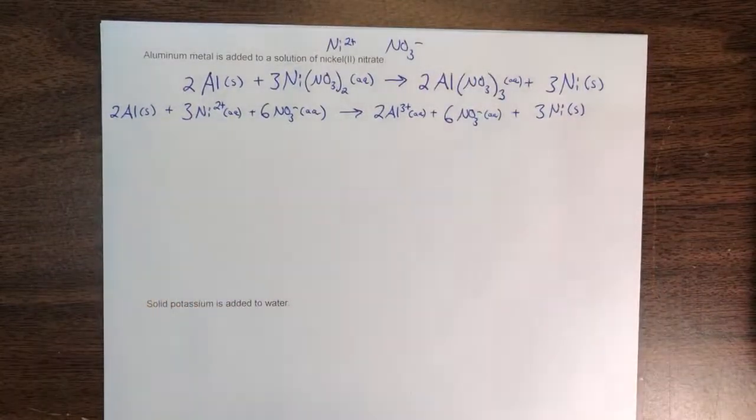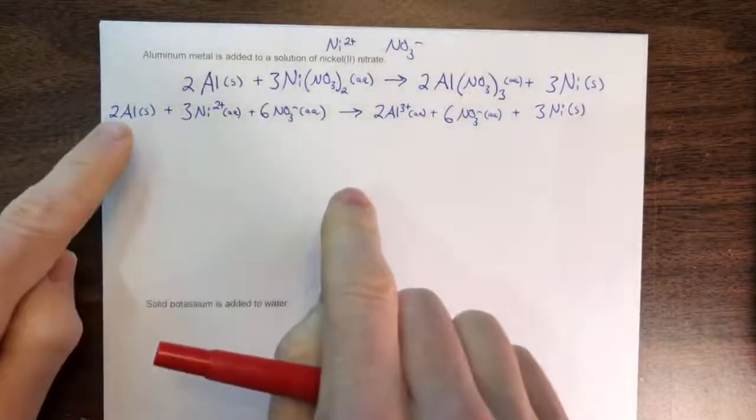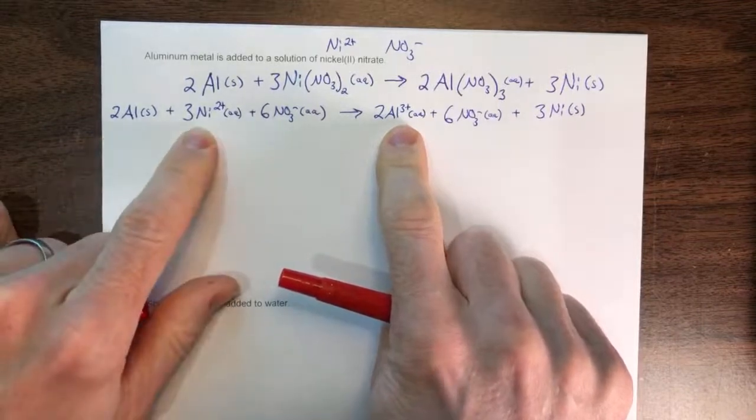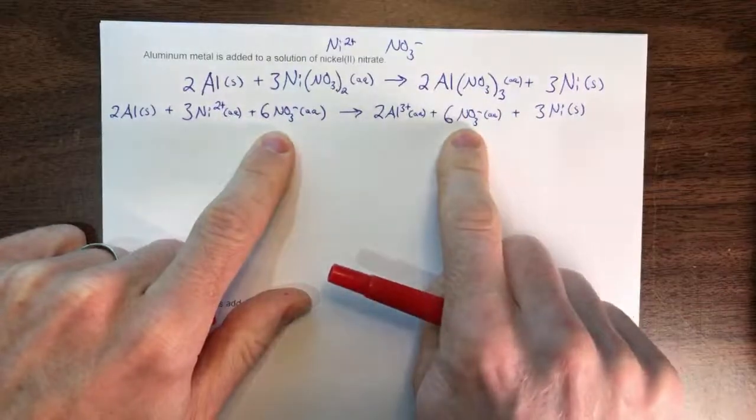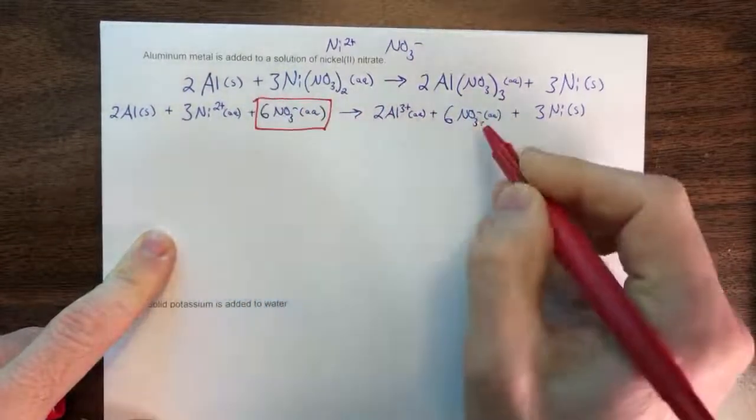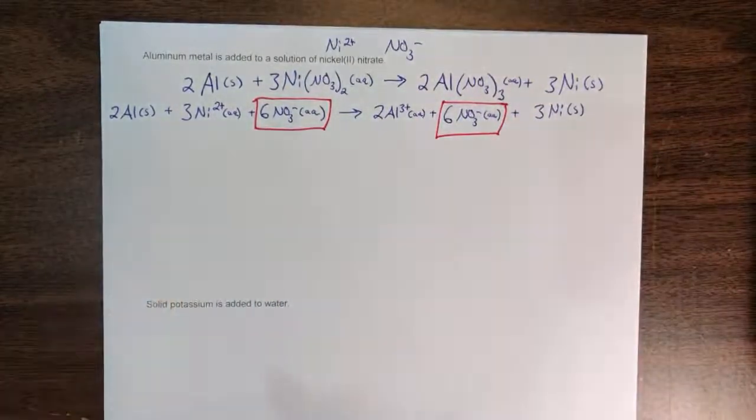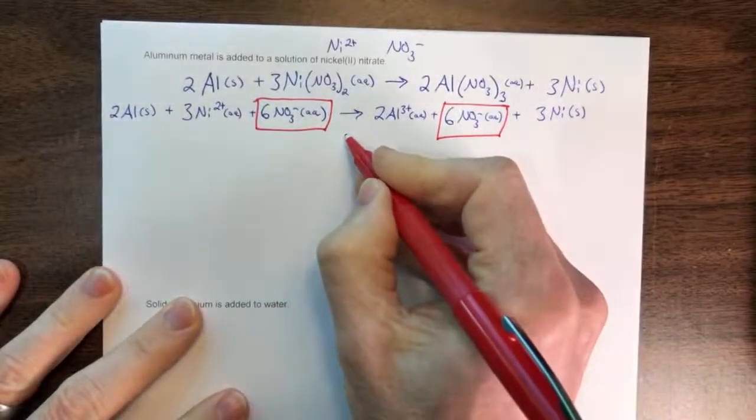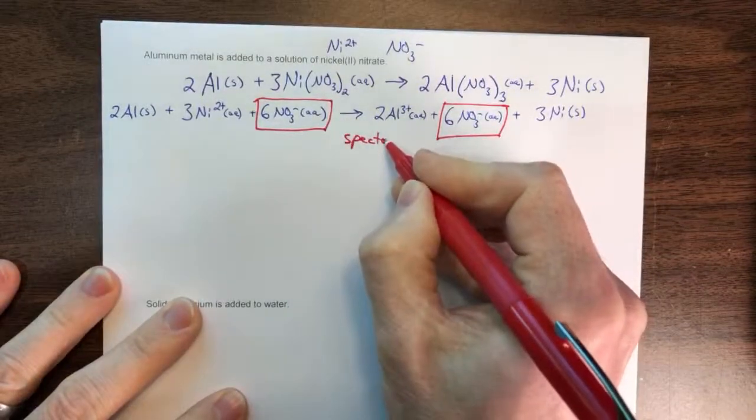Then we identify our spectator ions, and so we see, okay, aluminum going to aluminum 3 plus, that's changing. Nickel 2 plus going to nickel 0, that's changing. Nitrate going to nitrate, that's not changing. So your nitrates, and this is not a surprise to us, right? Typically, it's going to be your nitrates, your chlorides, your sulfates, your whatever, your polyatomic ion. Those things are going to be your spectator ions.